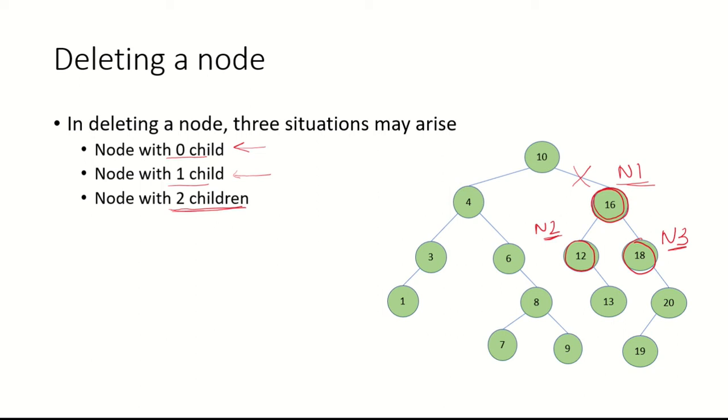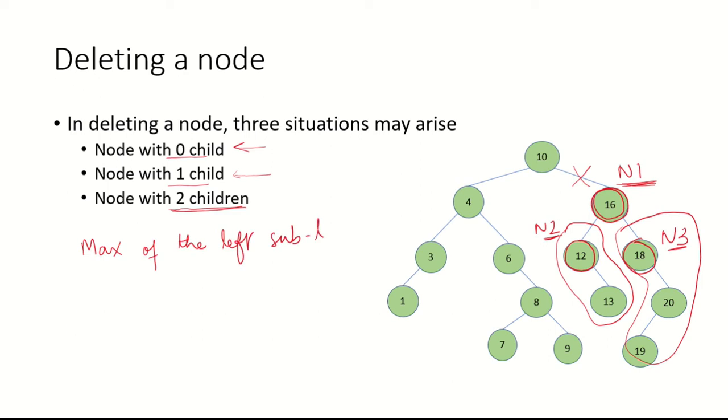So there are 2 ways in which we can do this. N1 is having a left subtree and a right subtree. So if N1 has to be removed and N1 has 2 children, there are 2 ways we can go about it. Either we will find the max of the left subtree and replace N1 by that node, or we will find the minimum of the right subtree and replace N1 by that node.